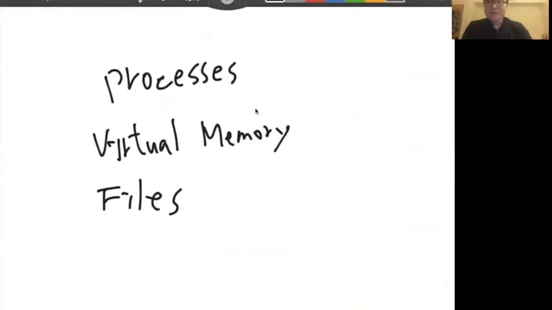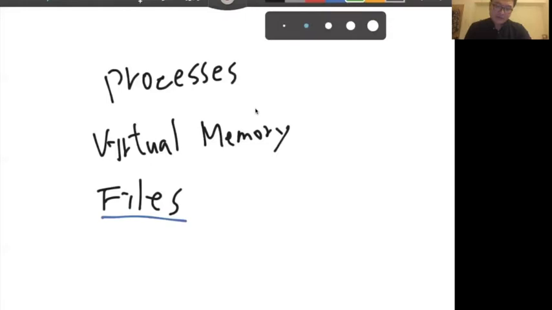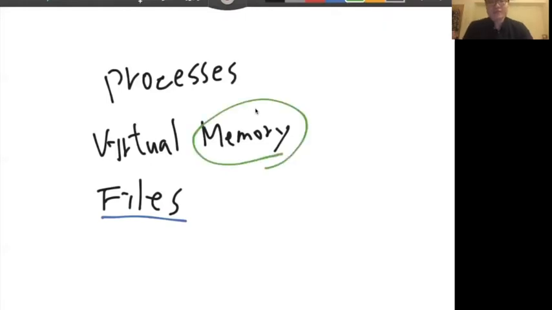So we know there are three abstractions for your operating system, your Linux kernel, which are process, virtual memory, and files. We already covered files in other videos. Today, let's talk about virtual memory. But before we talk about virtual memory, let's talk about what memory is. What's the difference between virtual memory and the actual memory?